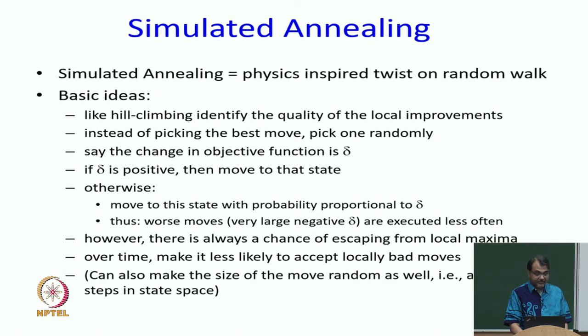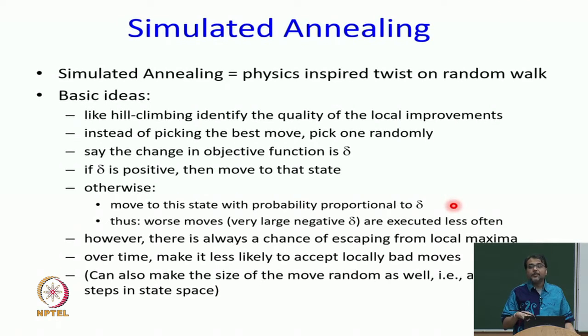If delta is positive, move to that state. So, if it is a good state, go there. Otherwise, move to the state with probability proportional to delta. In other words, the delta is now negative, but less negative means higher probability of going there.